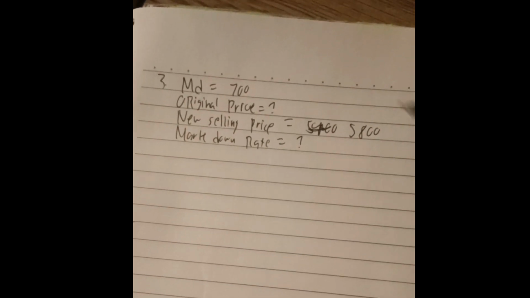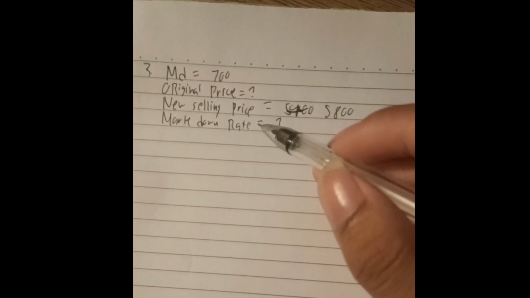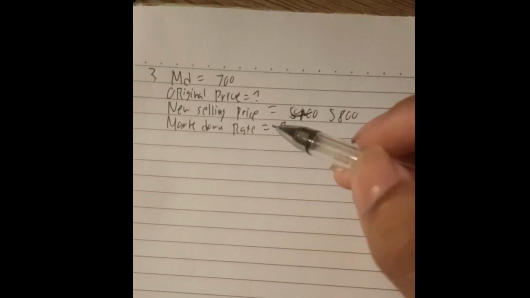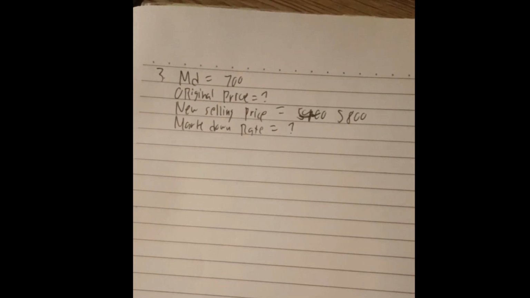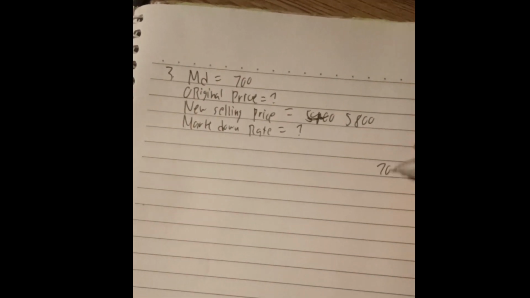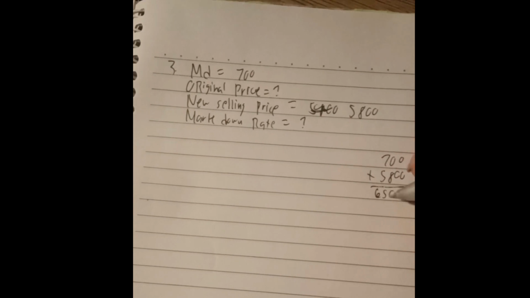Now for our last example, number 3, we're going to do the same thing. Analyze the question. Our markdown is 700. Our original price is now missing. The new selling price is 5,800. The markdown rate is missing. But before we solve for the markdown rate, we make sure to always have markdown and original price. So we're gonna solve original price first. And we can do that by adding the markdown and the new selling price. And we're gonna get 6,500.